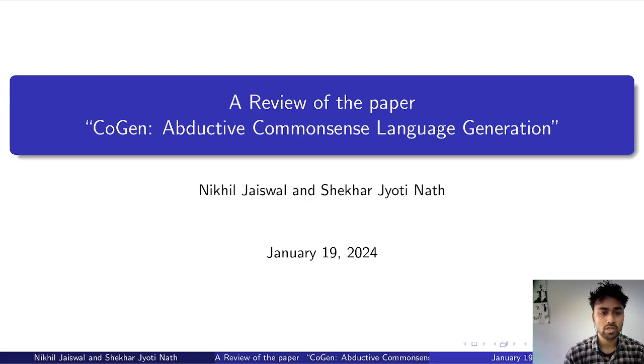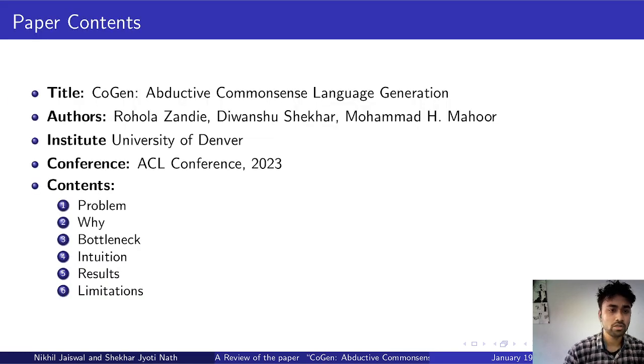So for this assignment we have chosen CoGen in Abductive Commonsense language generation. So following the contents of the paper, the authors are from University of Denver and it was presented at the ACL conference. The first author is Rohola Janti, second author is Shekhar, and third author is Mohammad H. Mahul.